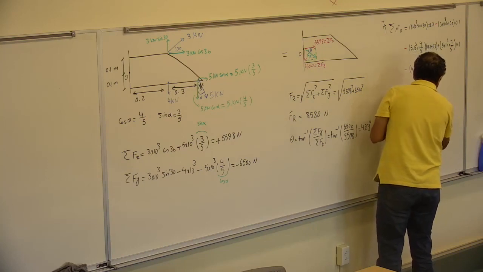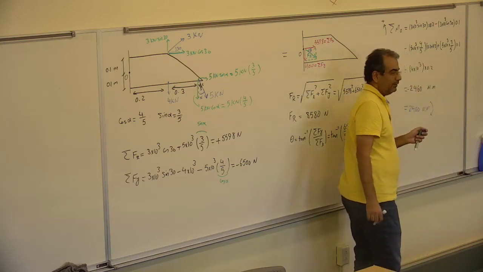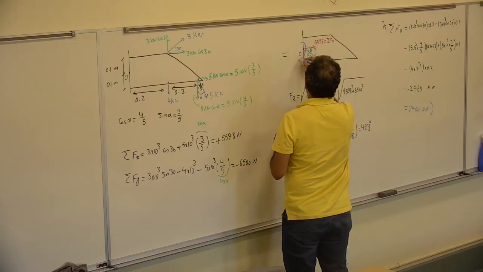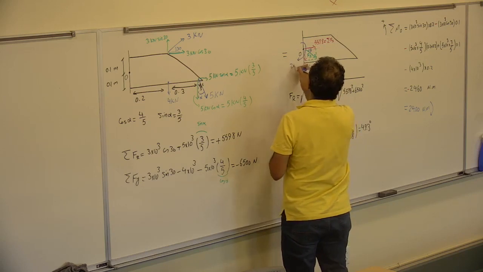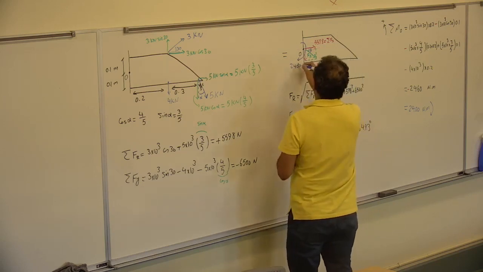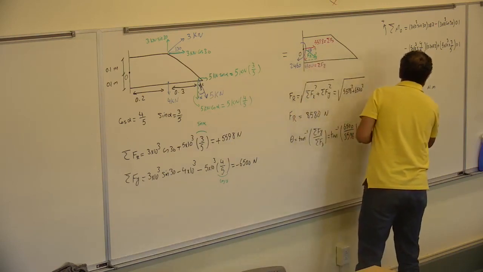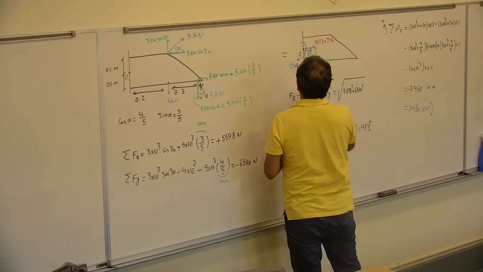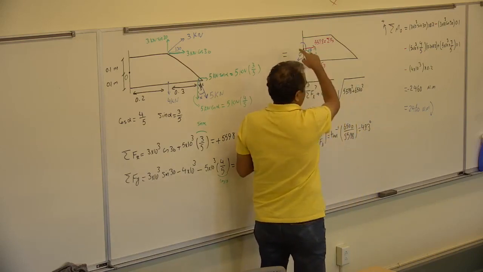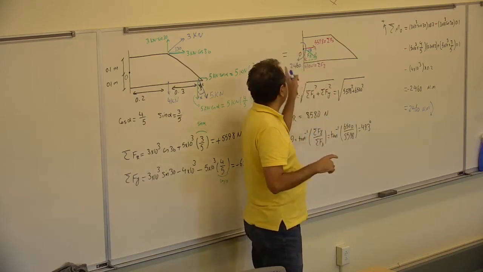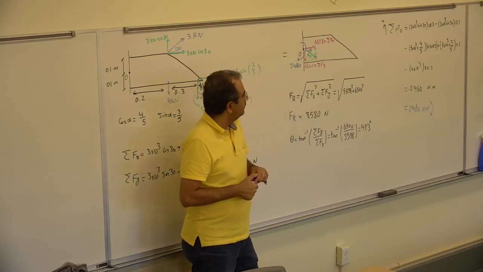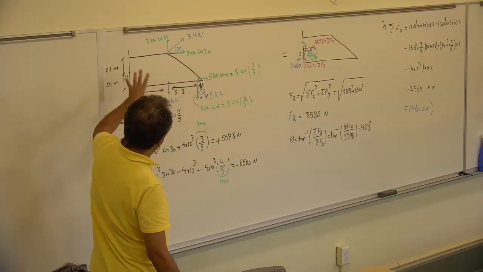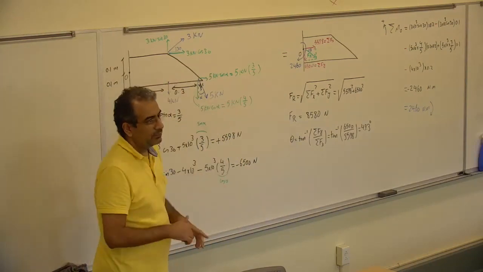Which way? Clockwise. This way. Right? So I can go there and put that moment there. 2460. If I put the arrow counterclockwise, then I have to put the negative sign. So now I reduce that entire system. I had three forces, and I reduce it to a single force and a moment.